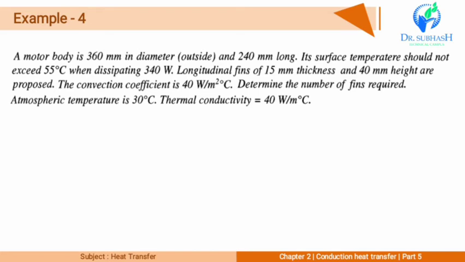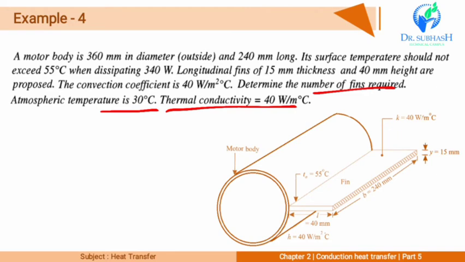So we want to calculate the number of fins. Atmospheric temperature is given, that is 30 degree centigrade, and thermal conductivity is also given, that is 40 watt per meter degree centigrade. So that is the figure. The figure is most important. The interpretation of the figure from the given data is the most important part in this example. Here the motor body has an outside diameter of 360 mm, and the longitudinal fin having a thickness of 15 mm is given.